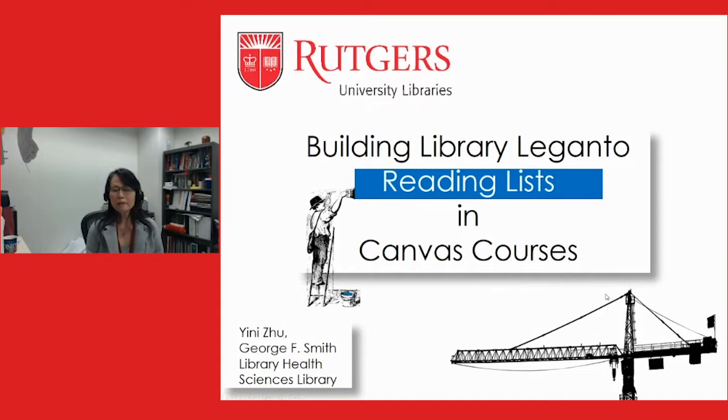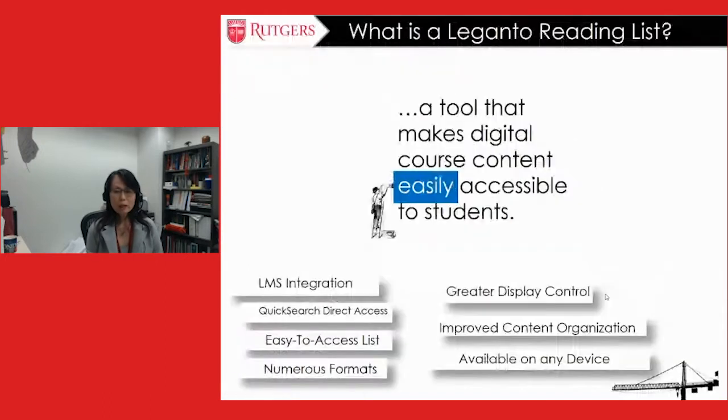I'm sure that many of you have already heard of Reading List, and some of you are already using it. So what is a Leganto Reading List? Leganto Reading List is a tool that makes digital course content easily accessible to students. And it integrates very well with many learning management systems, for instance, Canvas, Blackboard, and Sakai. So students can access course readings without leaving Canvas.